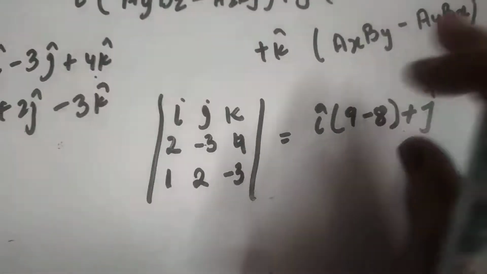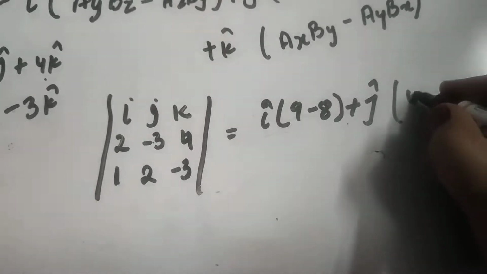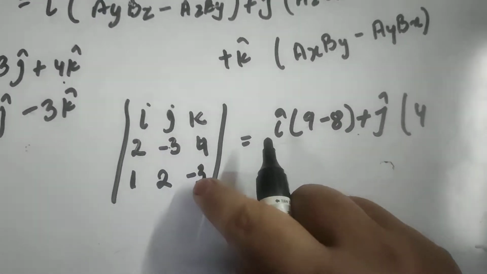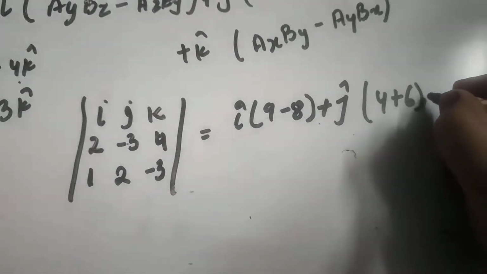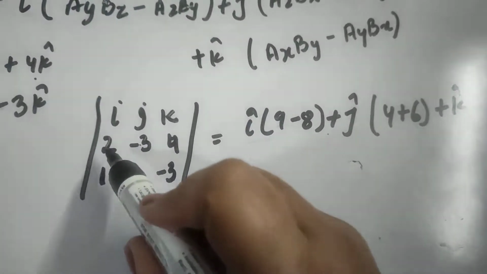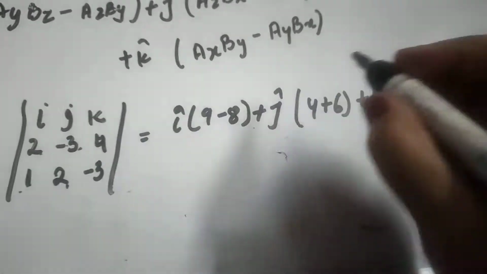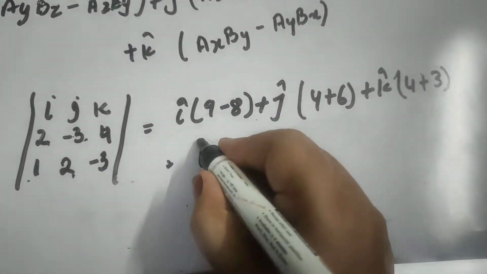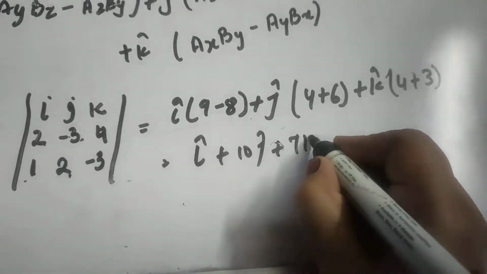In this case we hide the j column and move from right to left, that is 4 1s are 4 minus 3 2s are 6, but here again there is a minus, so minus minus plus, so this is plus 6. Now to write the k component, we hide the k column: 2 2s are 4, 2 2s are 4, minus, this is minus 3, so it becomes plus 3. So here we get i cap plus 10j cap plus 7k cap.